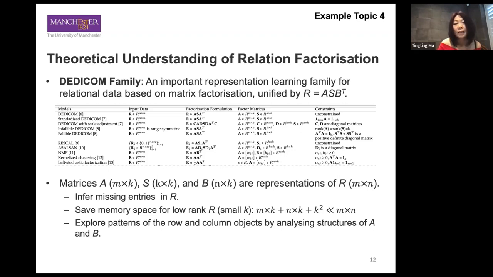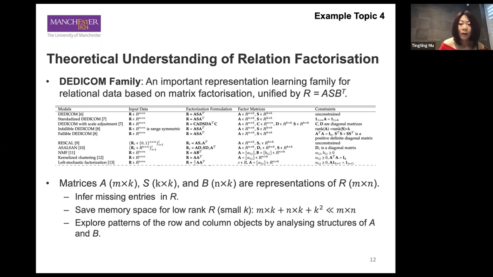So why is this operation useful? First, in reality, when you have a relation matrix, you will not observe all the entries in R. You will have some missing entries, and this operation can help you infer the missing entries. Also, when your relation matrix is of low rank, you can understand it as data with fewer degrees of freedom, even though the relation matrix is very large. So you don't need to store every entry; you only store the information using A S B. When you have a small k, the memory space consumed will be much reduced.